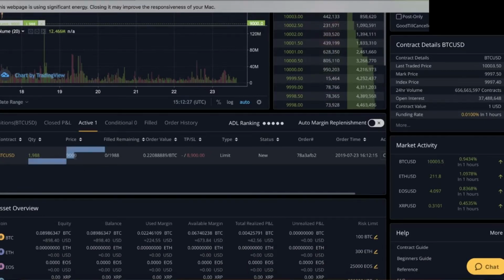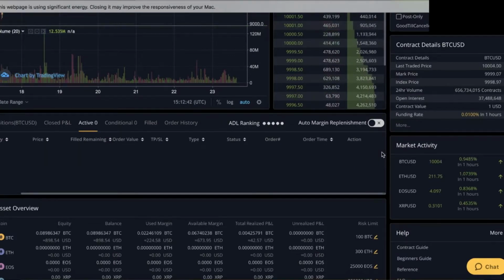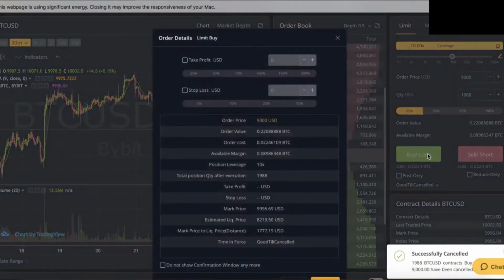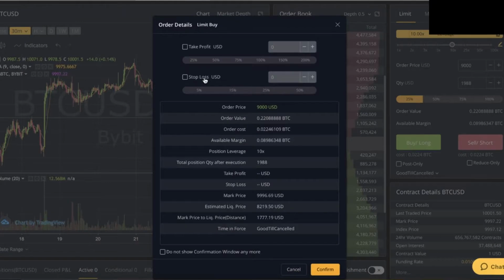So that means if Bitcoin is going down to $9,000, Bybit is going to buy $2,000 worth of Bitcoin for me. It's telling me what my stop loss is, so at 8,900 the position would be closed, and if I decided I wanted to set a take profit, this can all automate the order. So this is really good. On an exchange like BitMEX, doing this is actually much more complicated.